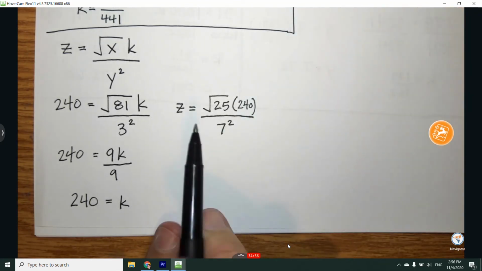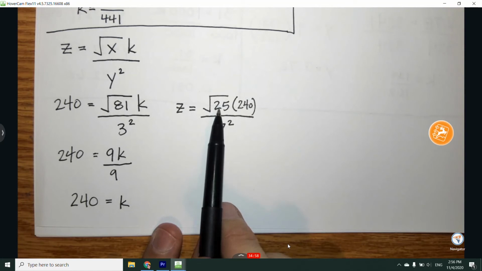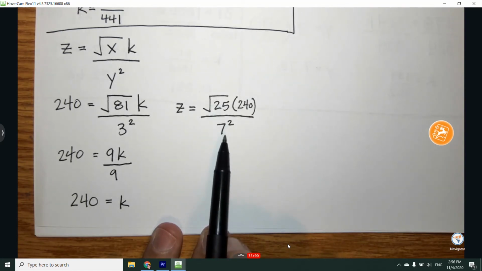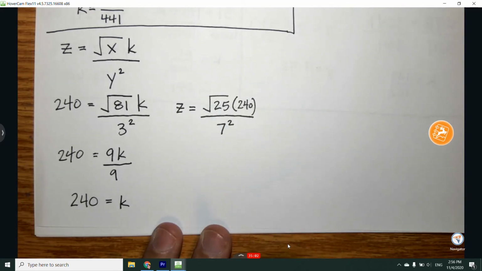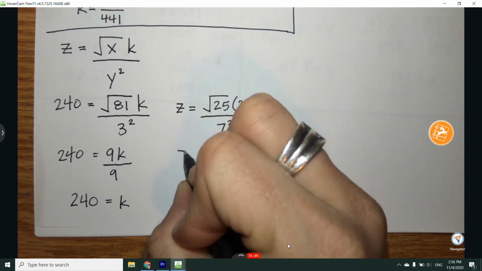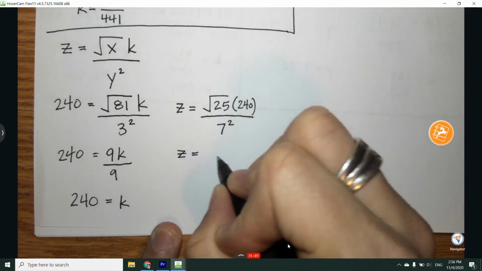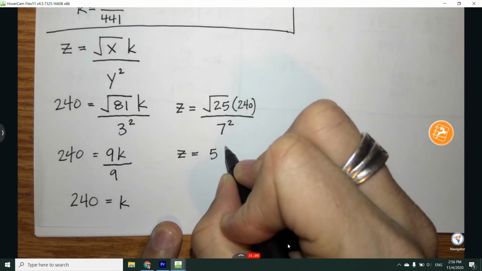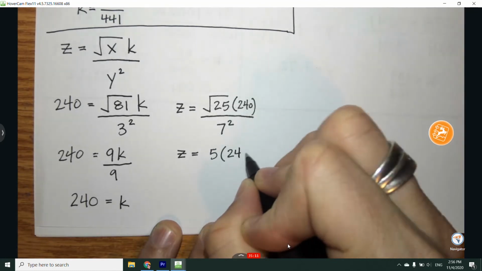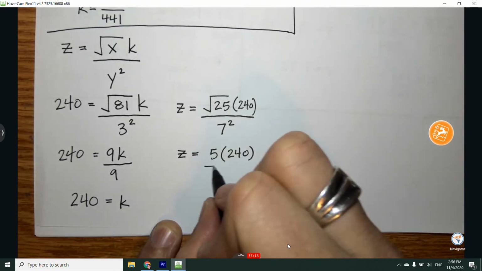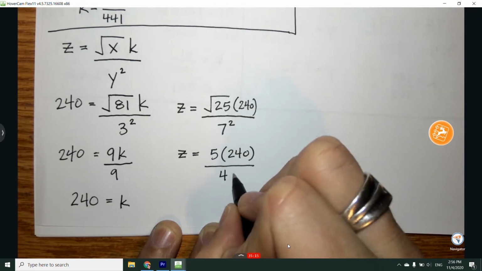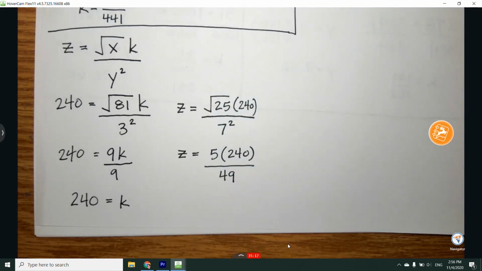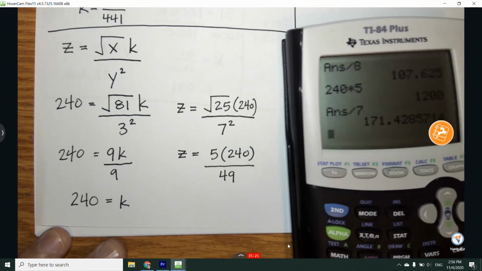Now this one said our x is 25 and our y is 7. So we want to take the square root of our 25, which is 5, and we're multiplying that times 240. And then we're taking the square of the 7, which is 49. So now we're going to do that. So 240 times 5, and then we're dividing it by 7. Now this gives us a fun little decimal.